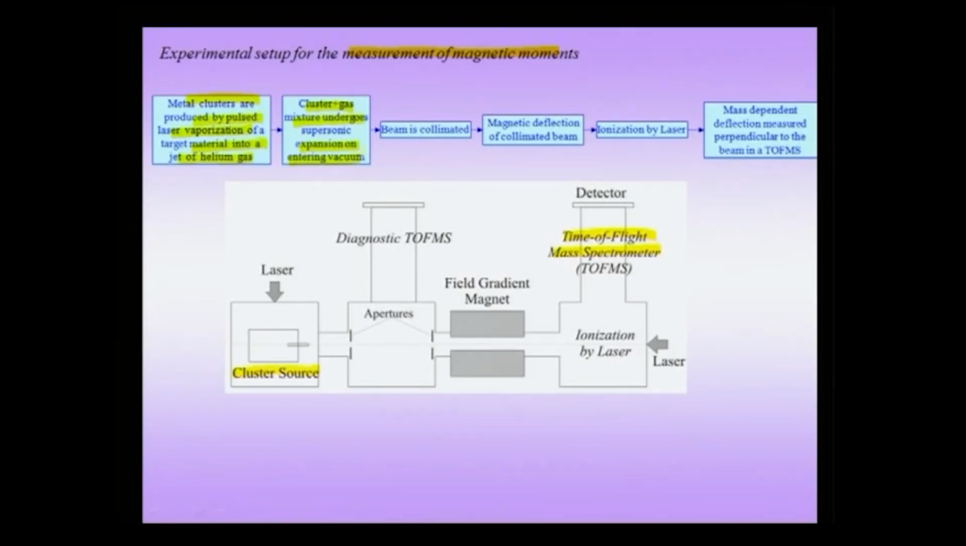So, this is the next stage after the production of these metal clusters, that they undergo supersonic expansion when they enter the vacuum. Then the beam produced, so that means here you have the nozzle which produces the beam. The beam produced is collimated and the apertures play an important role in this collimation process. Then further the magnetic field gradient which is produced by these field gradient magnets is used for the deflection of these collimated beam.